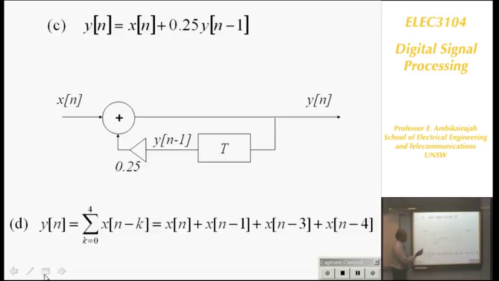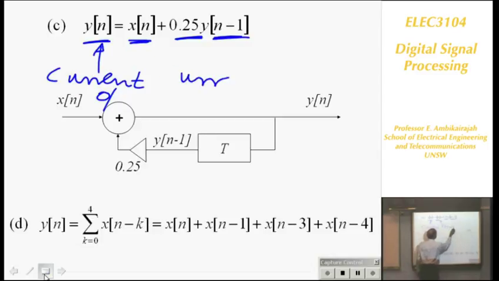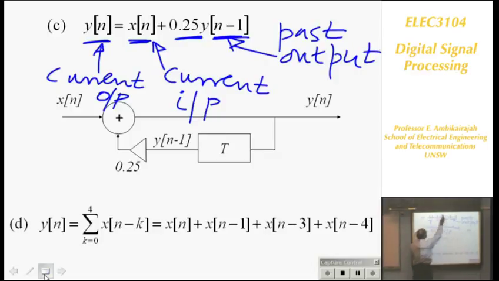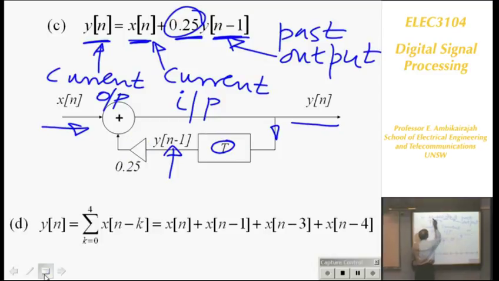Here is another example. In this example, you can see y[n] equal to x[n] plus 0.25 y[n-1]. This means this is current output. This is current input. This is past output. You can see that. So if I draw this diagram, I have x[n] coming in here, then I take y[n] there and take y[n-1]. So take y[n], delay, and you get y[n-1], multiply by 0.25, add them to the x[n]. x[n] is here, add them, you get y[n].